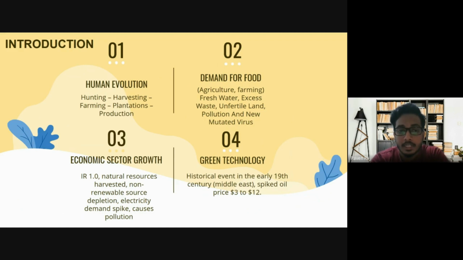The starting point of green technology was basically during the 19th century, when there was a cutoff of oil transportation, and ever since then, oil prices have spiked from $3 per gallon to $12 per gallon. The U.S. commissions decided that we cannot rely on the oil and gas industry or oil and gas sources, and they decided to move into green technology by using renewable sources. So this was the starting point of green technology. Let's move to the next slide.